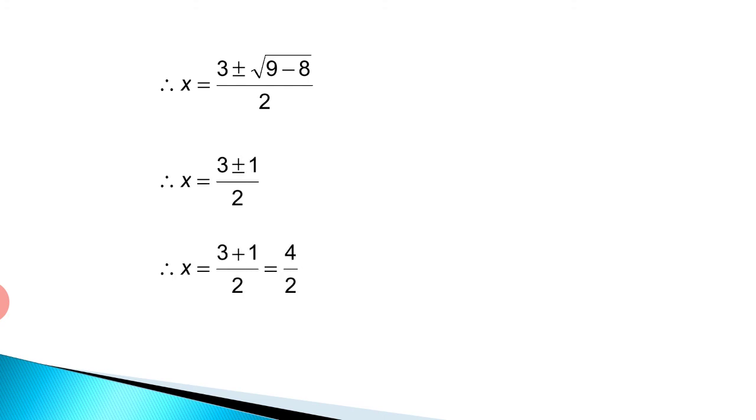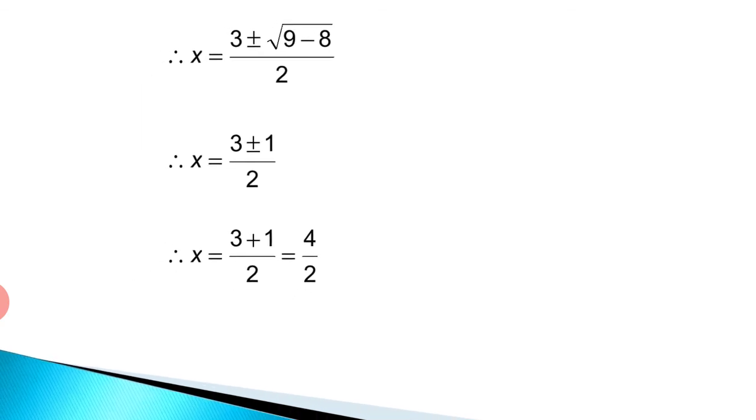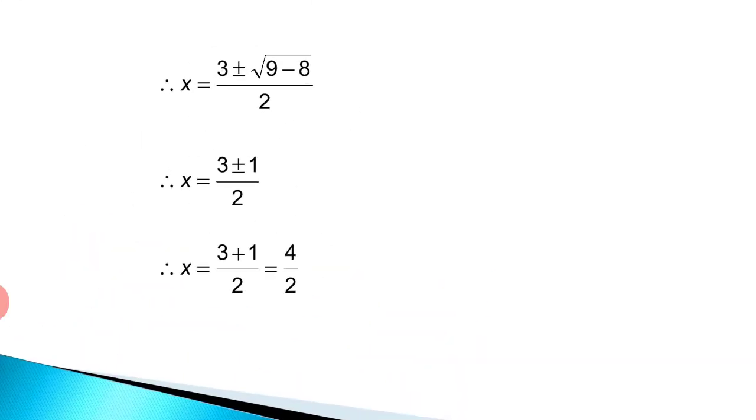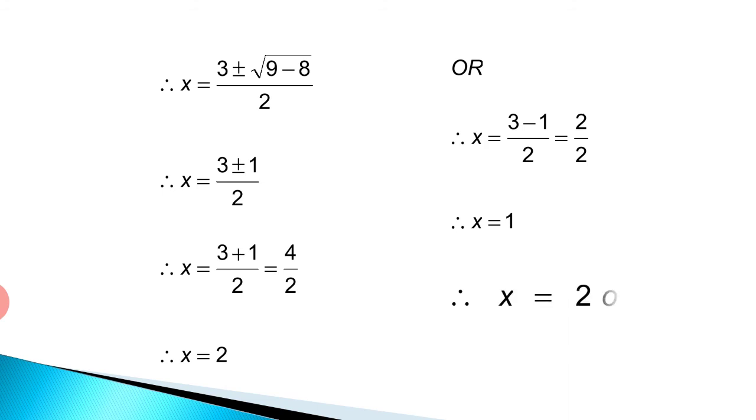So which are the roots? 3 plus 1 upon 2, that is 4 by 2, that will be 2. And which is the another value? 3 minus 1 upon 2, that is 2 by 2, that is x is equal to 1. So which are the roots, children? x is equal to 2 or 1.